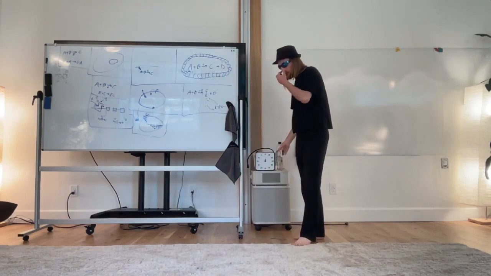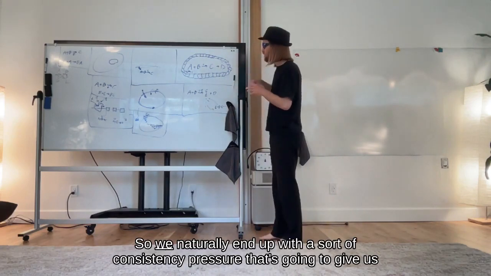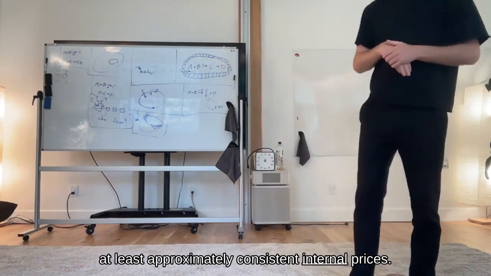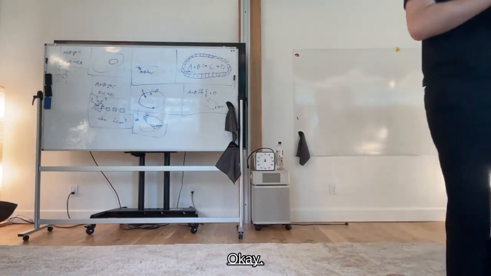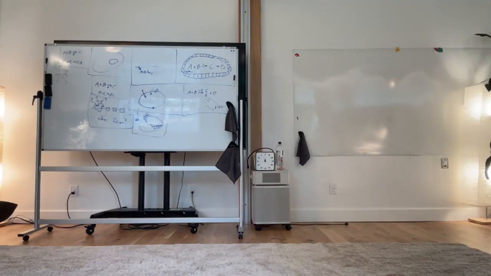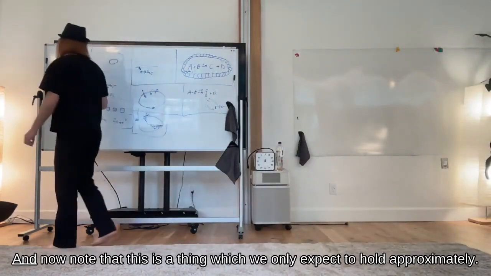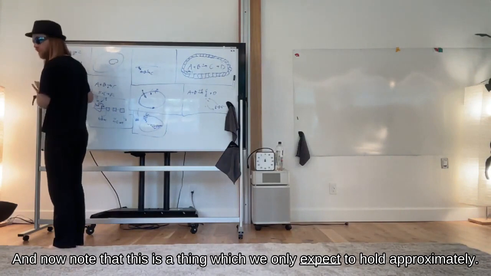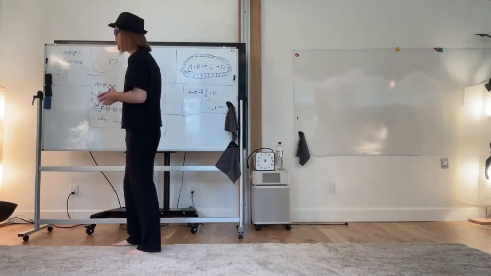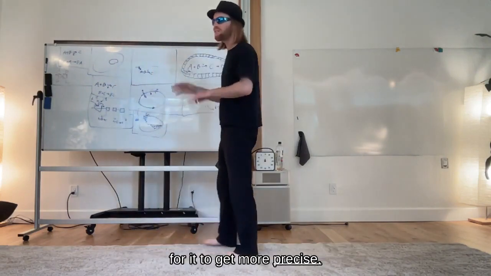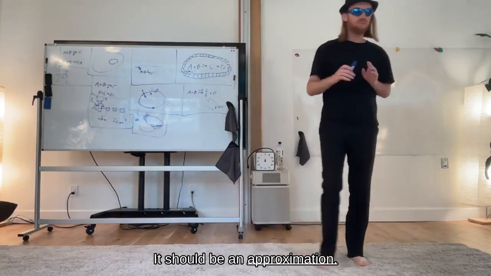So we naturally end up with a consistency pressure that's going to give us at least approximately consistent internal prices. Consistent internal trade-off rates. All right. So then our cells are coherent. In that sense, yes. And now note that this is a thing which we only expect to hold approximately. As long as things are close, there's going to be quantitatively small selection pressure for it to get more precise. So that should be an approximation.